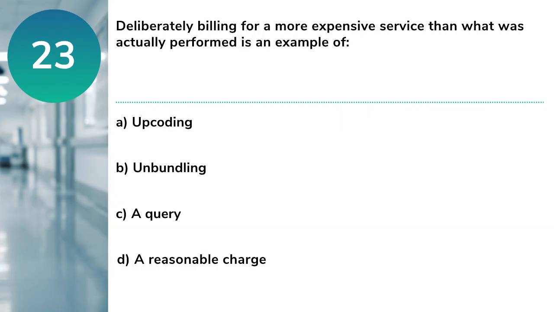Question 23. Deliberately billing for a more expensive service than what was actually performed is an example of A. Upcoding. B. Unbundling. C. A query. D. A reasonable charge.